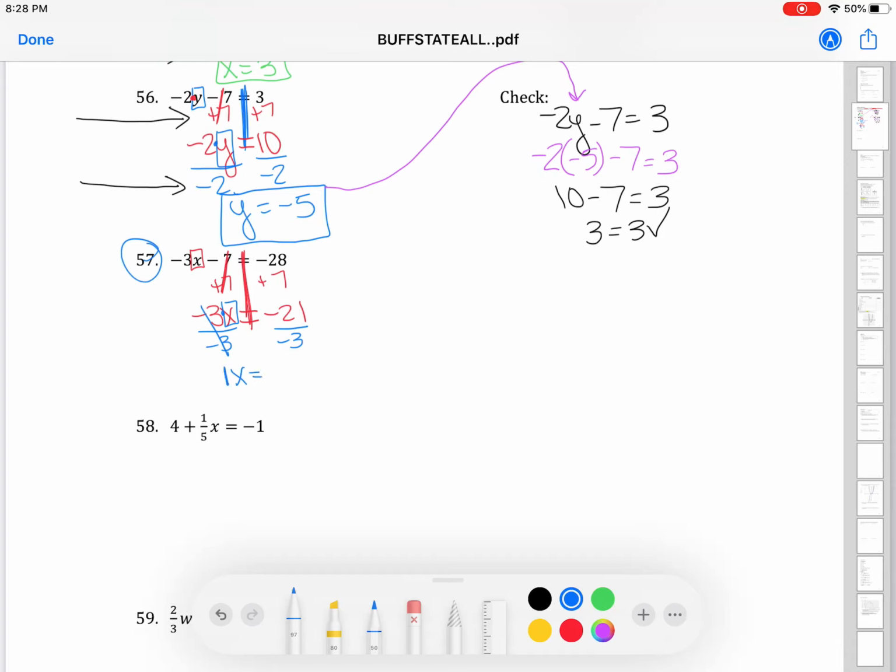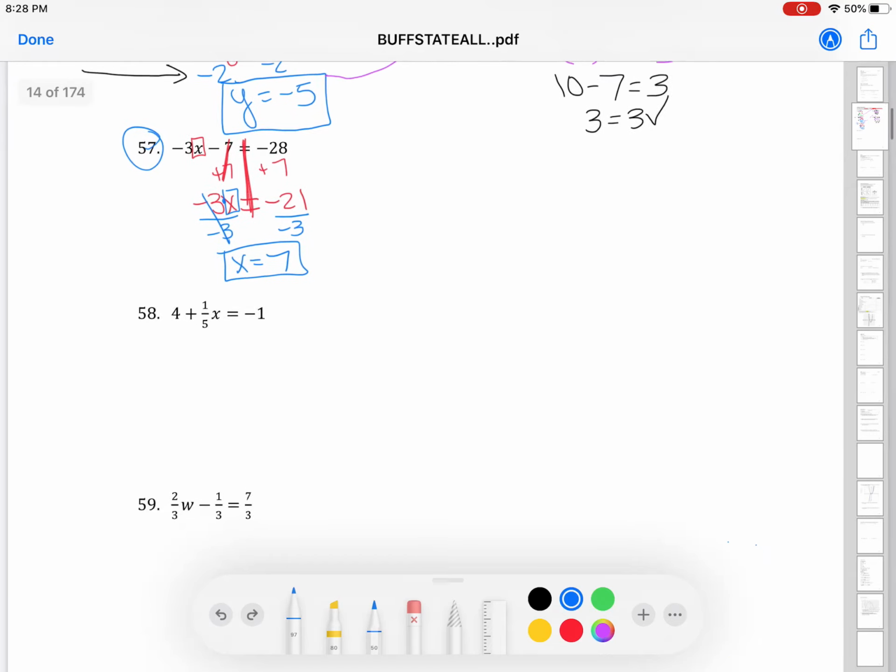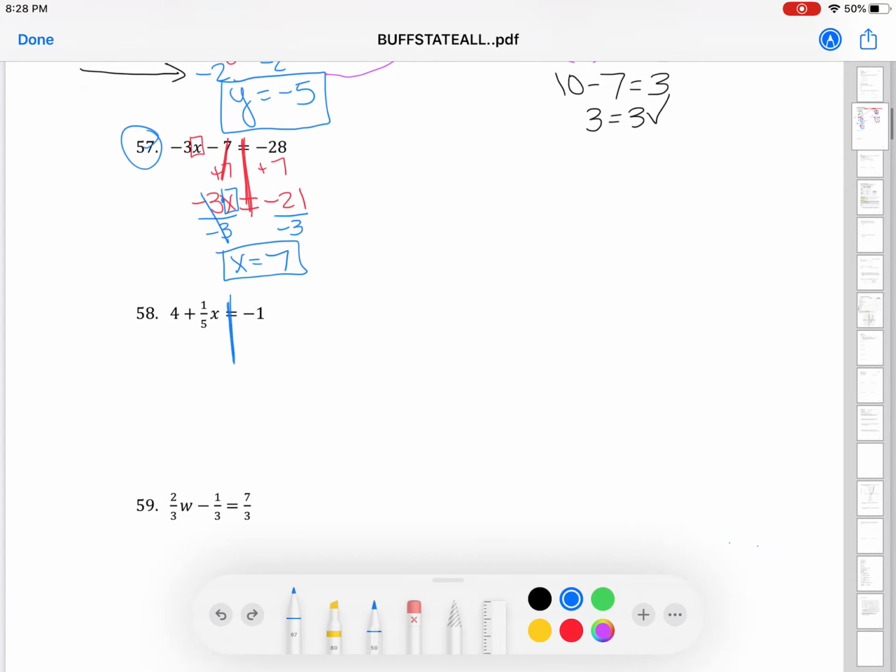X is still not alone. It's being multiplied by negative 3, so I divide both sides by negative 3. So those technically cancel or leave me with a 1, but I don't need that 1 there. And then negative 21 divided by negative 3 is 7. So I get x equals 7. See, this one's not asking you to check. Obviously you can, but you don't need to check.